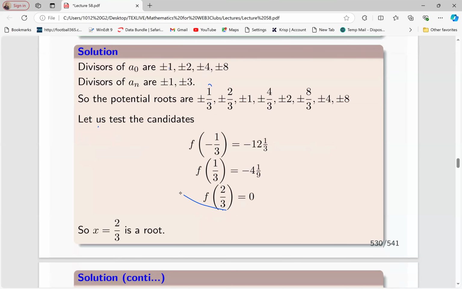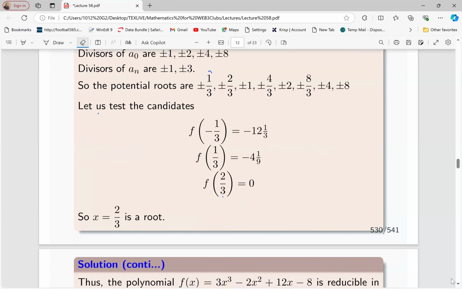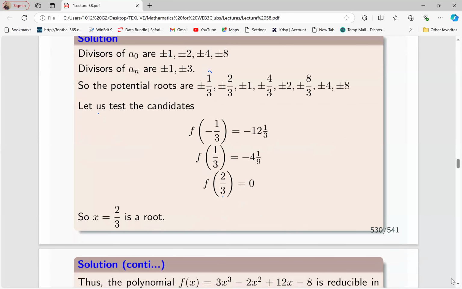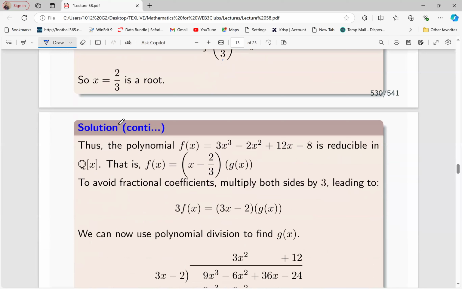So that means x equals 2 thirds. In other words, x minus 2 thirds is a factor. This is what I want to divide into that polynomial to find the quadratic that I can factorize again to get the other roots. Instead of trying all these roots, once you get one root, proceed and factorize. That's what I've done here.